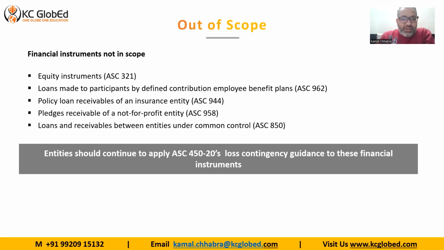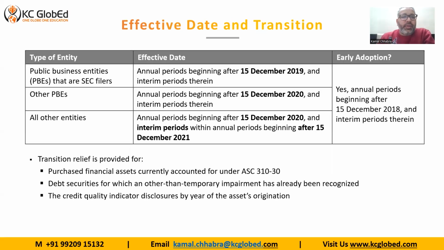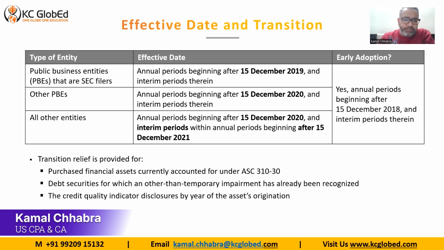Yes. So the entity should continue to apply ASC 450, which is the loss contingency guidance, to these financial instruments. Okay, so now coming to the effective date. That's not very relevant nowadays. 15 December 2019 for public companies that are SEC filers. Non-SEC filer public companies 15 December 2020, and all other companies that are not public companies 15 December 2020, and interim periods within annual periods beginning after 15 December 2021. So this year, it is applicable for all companies.